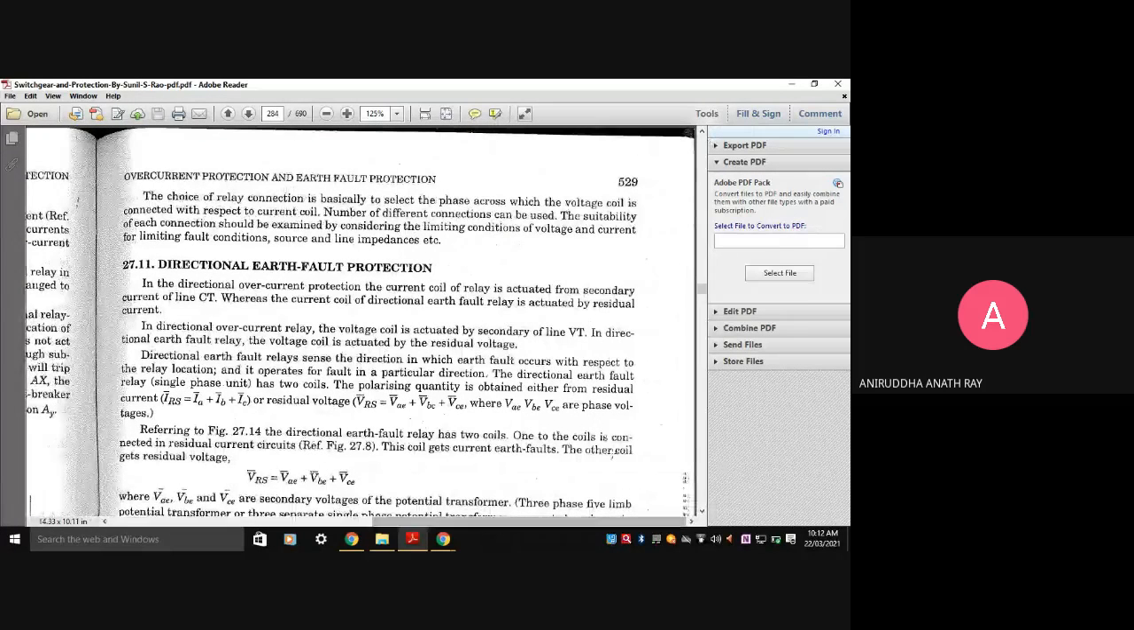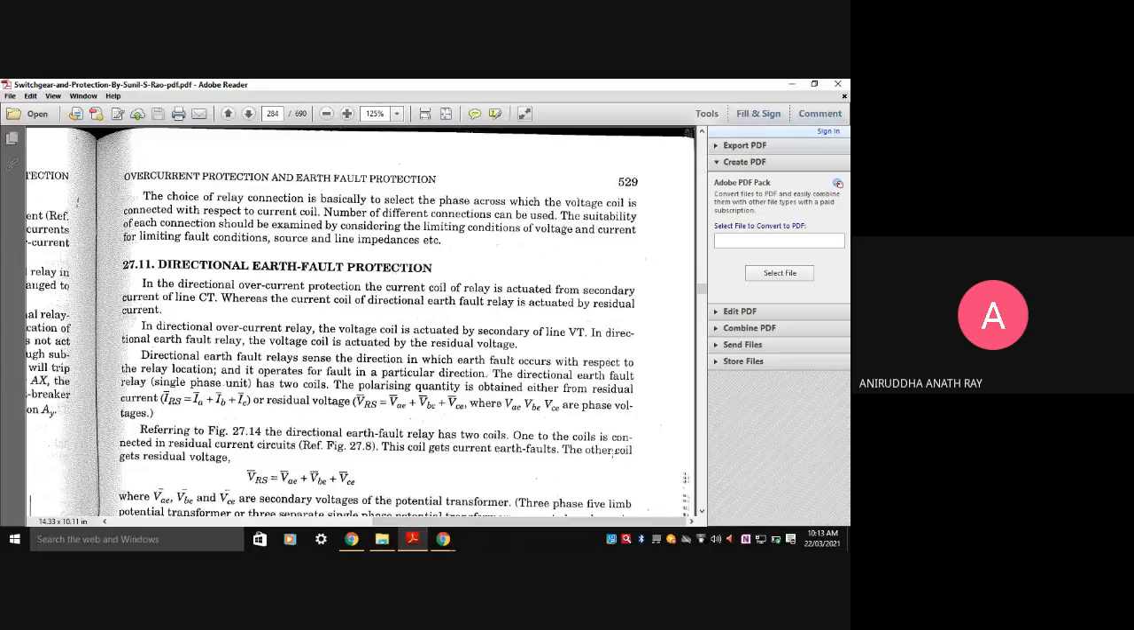Next is directional earth fault protection. Basically, in the directional overcurrent protection, the current coil of the relay is actuated from the secondary current of the line CTs, whereas the current coil of the directional earth fault relay is actuated by the residual current.